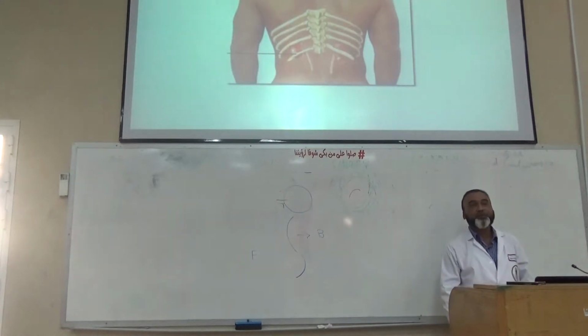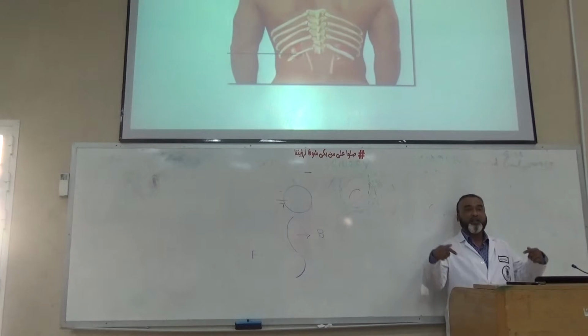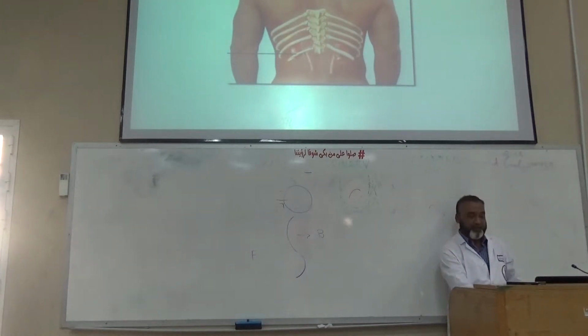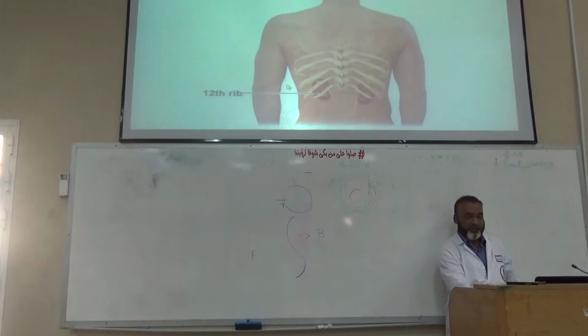This shows the posterior aspect diagram, which has the 12th rib. The 12th rib is present. This is the 12th rib. This shows again the 12th rib, and anterior to this we have the kidneys.